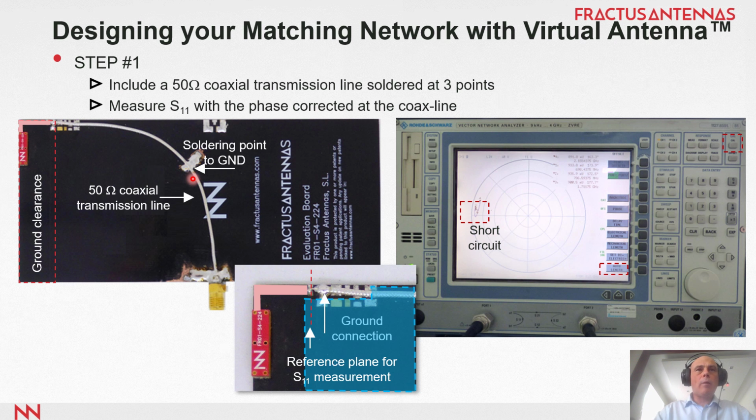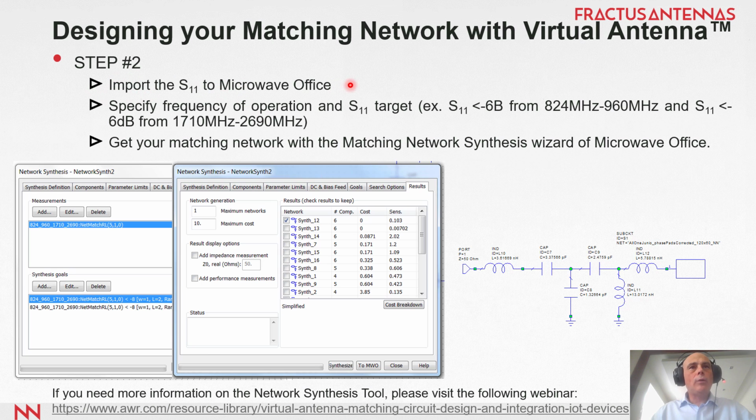Okay. So with this S11 data, we import to the software, to the Microwave Office, and we specify the frequency range we want to operate, as well as the target of S11. I want an S11 below -6 dB across this frequency range simultaneously. And that's all. In less than 2 or 3 minutes, if there is a solution, the software will find it. In this case, it finds several solutions, several matching networks. In this case, 2 matching networks with 6 components where the cost is 0.